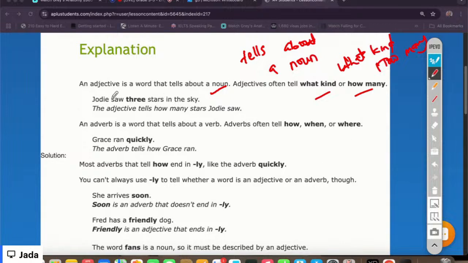So, for example, we have: Judy saw 3 stars in the sky. The adjective tells how many stars she saw. So basically, the how many is going to be what? 3. Then we have some words that could represent numbers. It could be some, several, many. All these words could pass as adjectives that tell how many. So if you're not using a number to show how many, you can also use some, several, or many, because these words tell us how many.